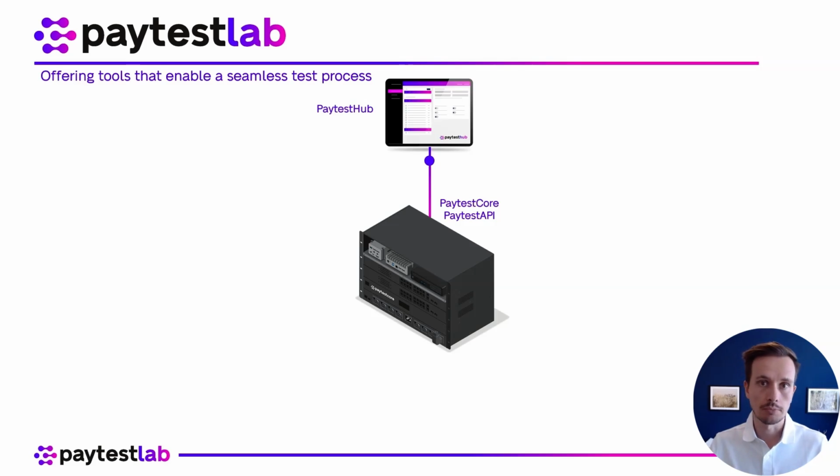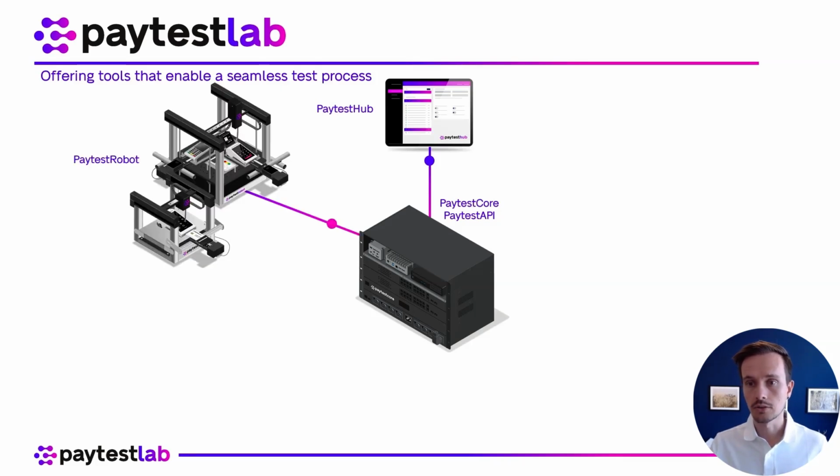That can be, for example, our Paytest Core, which is basically a server in a rack solution where you have network switches, you have a computer, a firewall, but also power plugs, which you can turn on and off remotely. And that really gives you a great basic setup security-wise for test automation. From Paytest Core, we connect then to the individual hardware components, such as the Paytest robot.